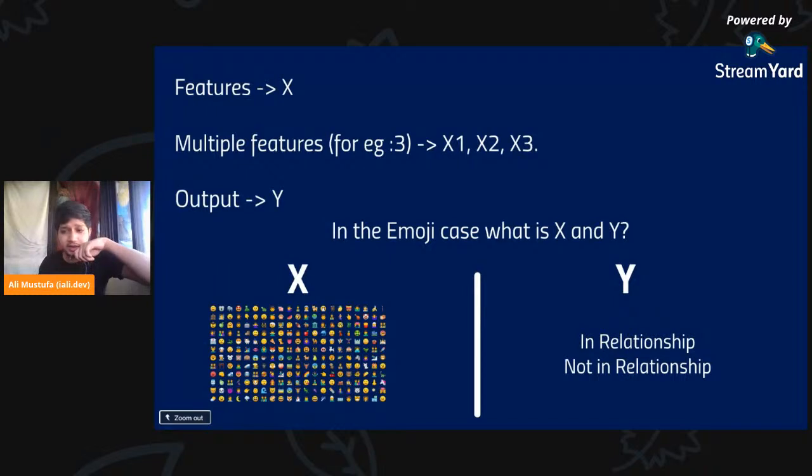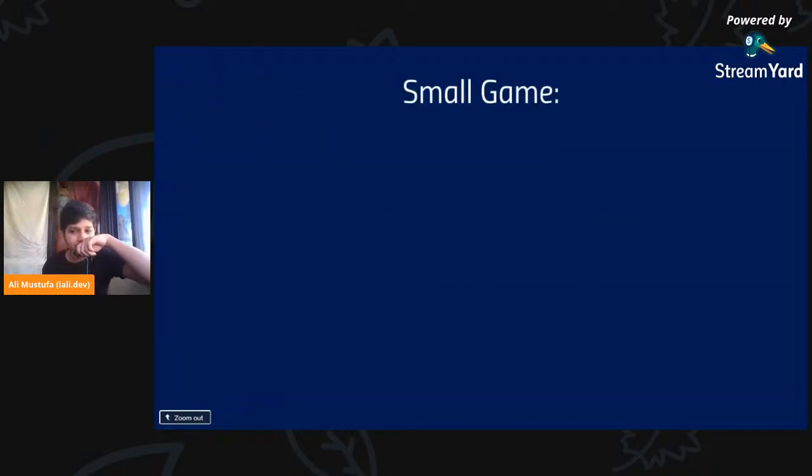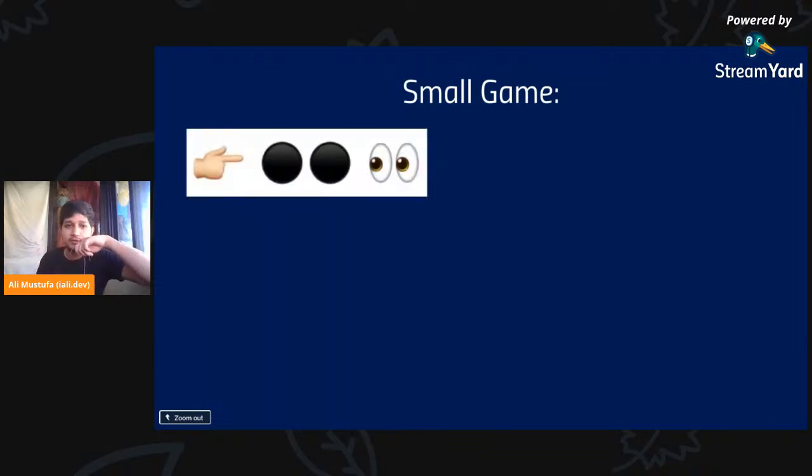So let's move forward and let's play a small game. What we are going to play is I'm going to display a set of emojis, and you need to write in comments which movie or which song it is. Okay, so the first one, which song is this?